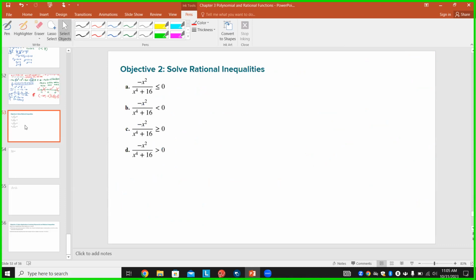Objective 2, we're now going to do the same thing by solving rational inequalities. All righty. Give you a chance to write those down. This is the easy stuff.